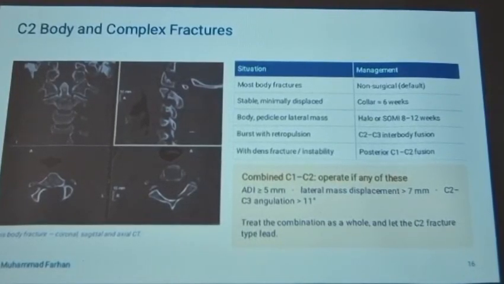If there is also a body, pedicle, or lateral mass fracture, usually these are stable. But if there is a retropulsion, or there is narrowing of the spinal canal, then we should go for the fusion or surgical options.